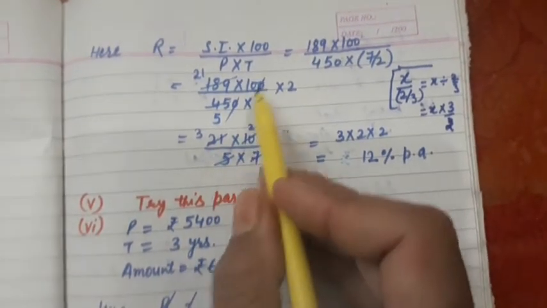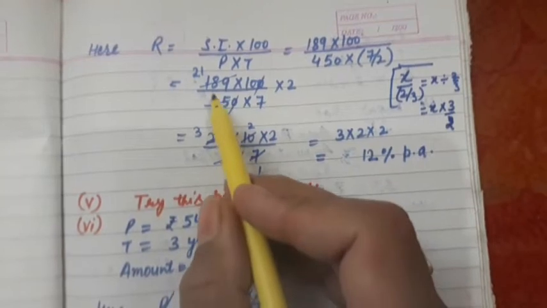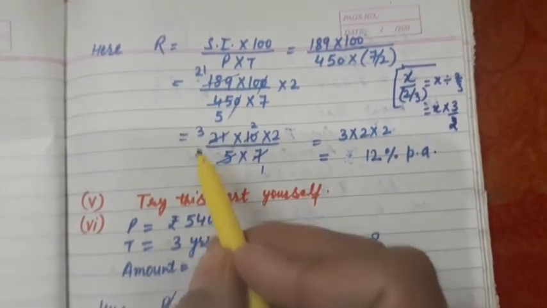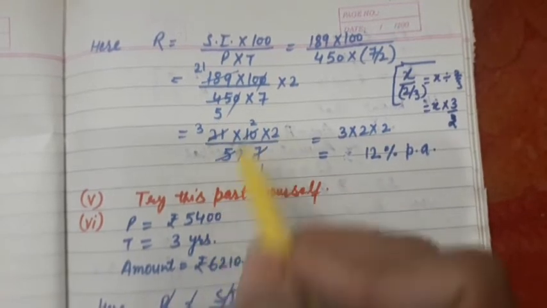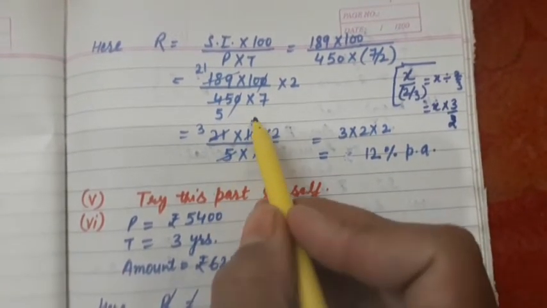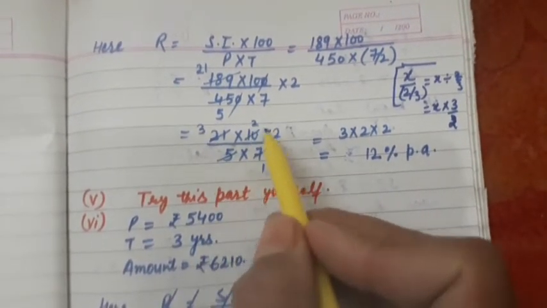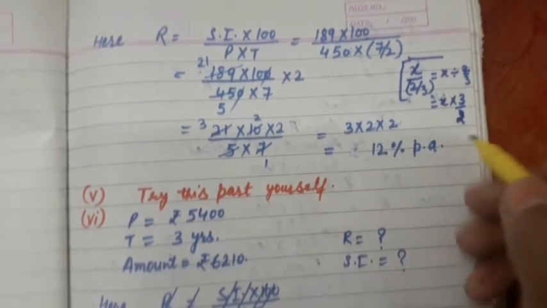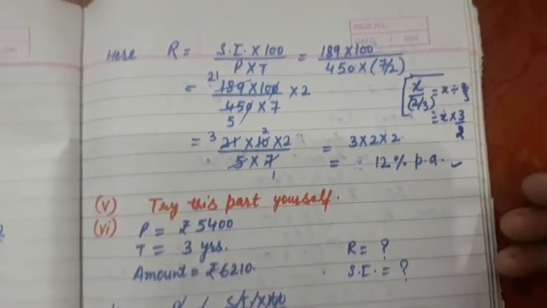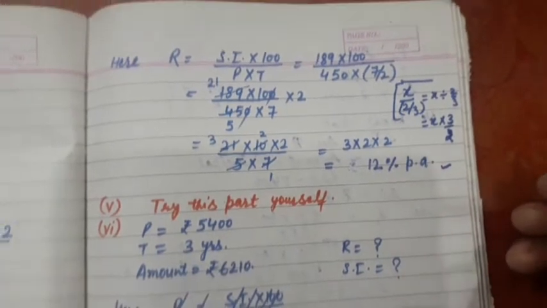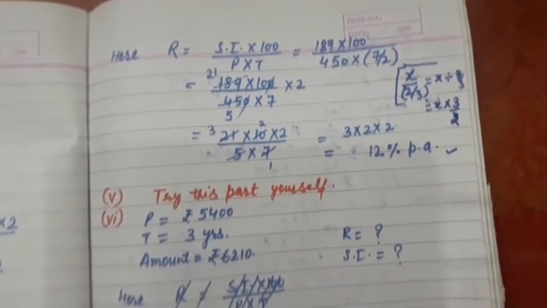So 0 we can cancel there. 9 5s are 45, and 9 21s are 189. So there is 21 into 10 into 2 upon 5 into 7. 5 2s are 10 and 7 3s are 21. 3 into 2 into 2, that is equal to 12%. So it is the rate of interest in this case.